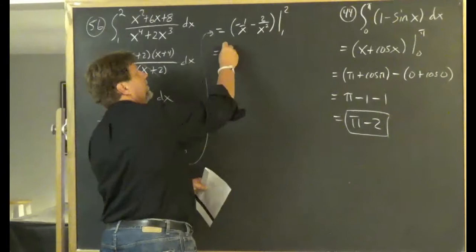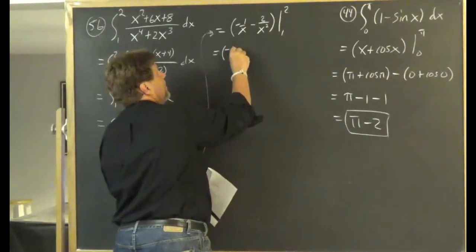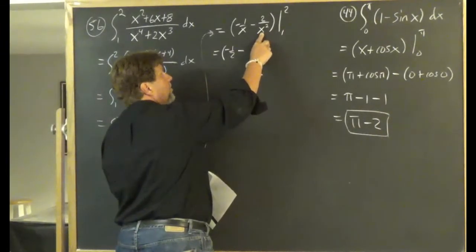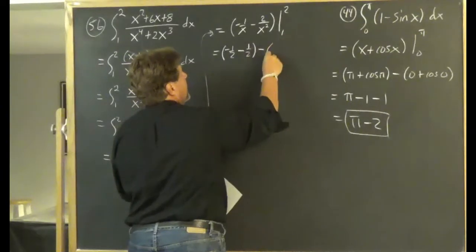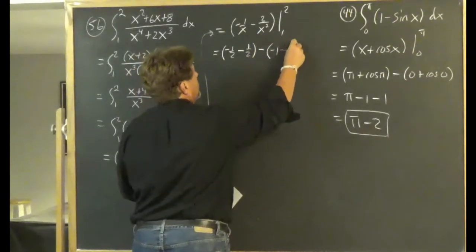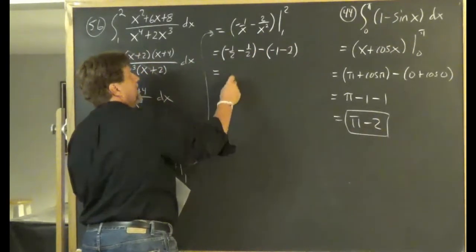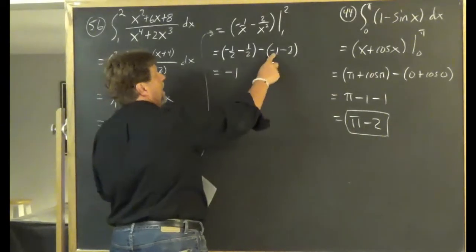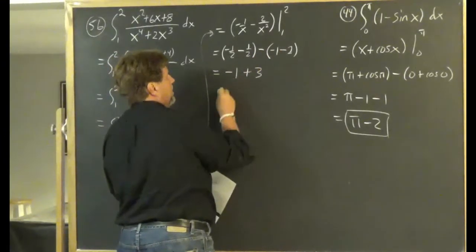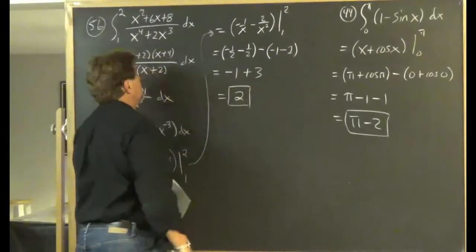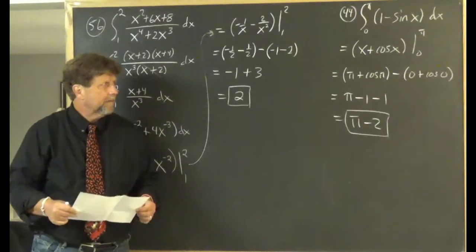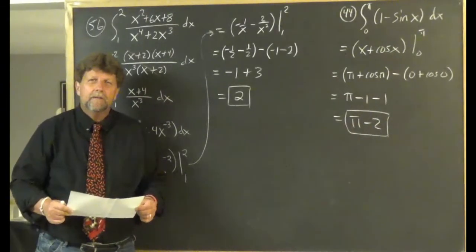All right, so here we go. Fundamental theorem of calculus. We get a negative 1/2 minus 2 over, okay, 2 squared is 4, so 2 over 4 is 1/2, minus a negative 1 minus, let's see, minus 2. Oh, that isn't too bad. So negative 1/2 minus 1/2 is negative 1. Negative 1 minus 2 is negative 3. So minus a negative 3 makes that plus 3. So for 56, the value of that definite integral is 2. All right, let's head back to the slides and see what's coming up.